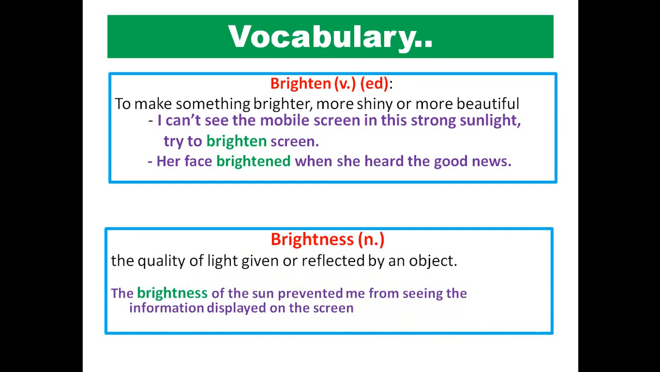Of course, we add the suffix "ness" to some of the adjectives in order to change them into nouns, like illness, happiness, brightness. So brightness is the quality of light given or reflected by an object. The brightness of the sun prevented me from seeing the information displayed on the screen.